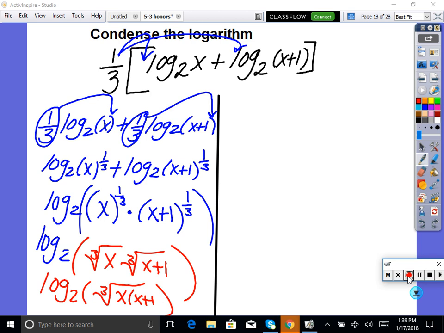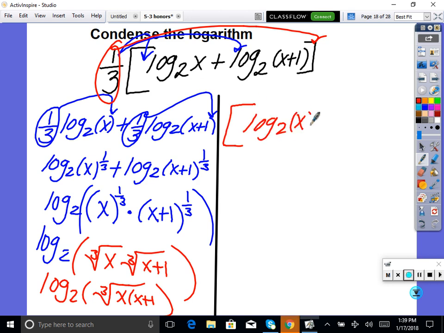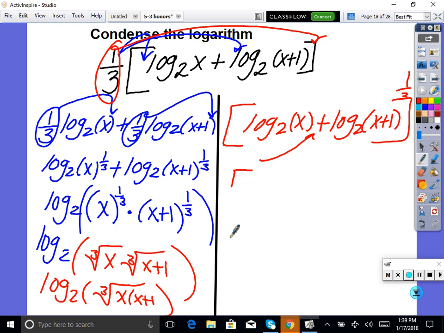Okay, way number 2 is quicker, but it doesn't matter how you get there. So we could have said, okay, we have log the base 2 of x plus log the base 2 of x plus 1, and then that was all raised to the 1/3, and now combine the inside. So we have log the base 2 of x times x plus 1, don't we?